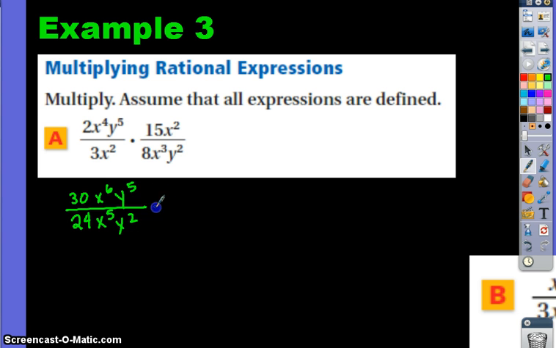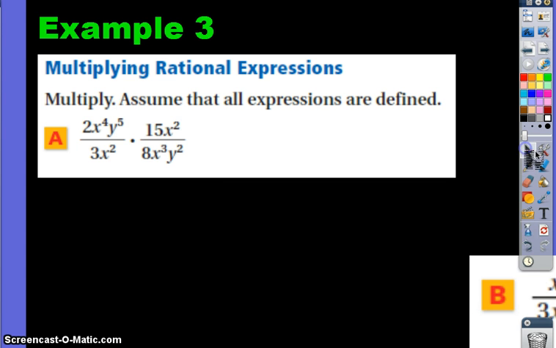All right, now let's go ahead and simplify. We should notice that 30 and 24 will have common factors. They'll each have a 6. So 6 goes into 30 5 times, and it goes into 24 4 times. x to the 6th over x to the 5th, that would be 6 minus 5, which is x to the first power. And then y to the 5th over y squared would be y to the third power. So there's our finished expression: 5 times x times y cubed over 4.